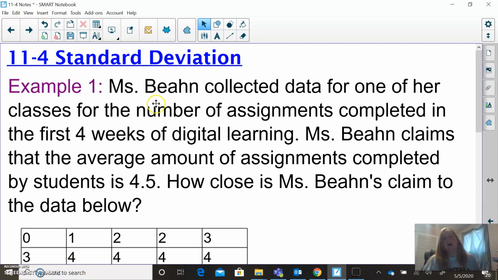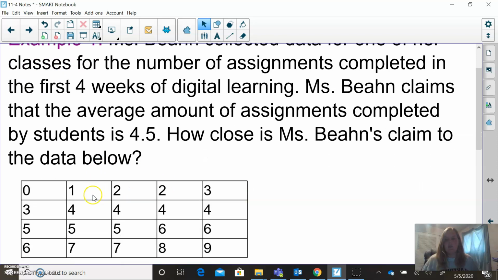Miss Bean collected data for one of her classes for the number of assignments completed in the first 4 weeks of digital learning. Miss Bean claims that the average amount of assignments completed by students is 4.5. How close is Miss Bean's claim to the data below?